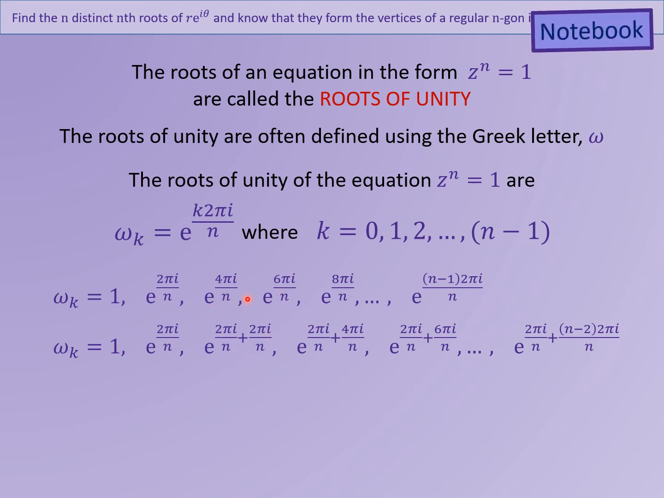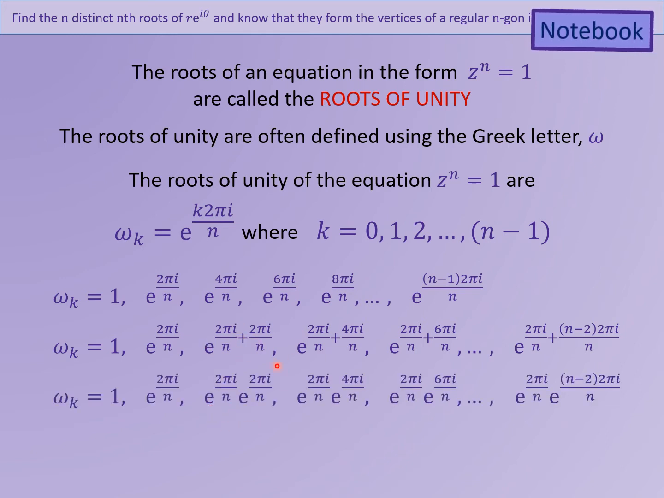So just check you're happy with my reasoning here. 4 pi i over n is the same as that plus that. 6 pi i over n is the same as 2 pi i over n plus 4 lots of it. That is the same as 2 plus 6, and so on, right down to the end. Now, the reason why I've done that is because, using the laws of indices, I know that if I add powers, I can pull those parts out.